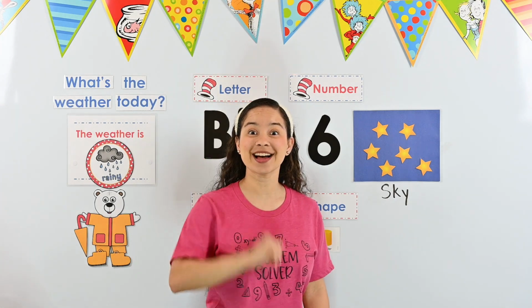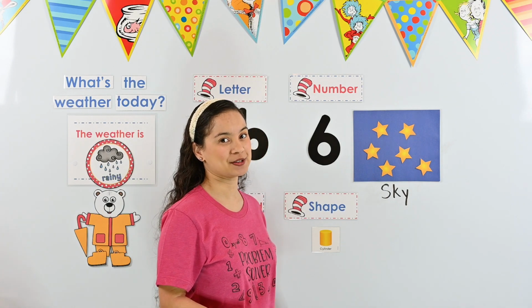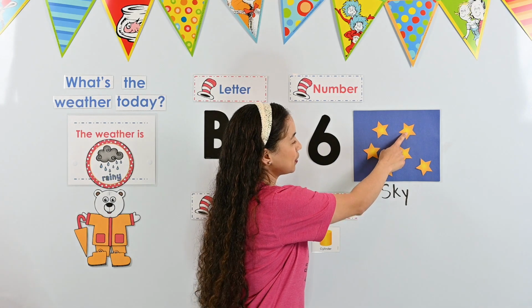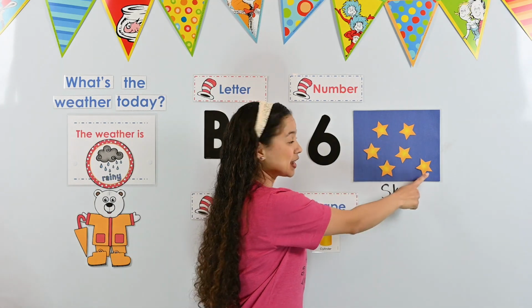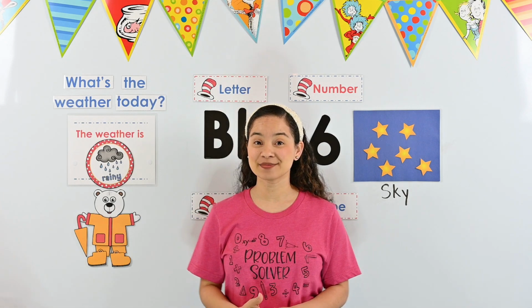That means we need to stop counting. Let's count the stars one more time, just to be sure there are 6 of them. Ready? 1, 2, 3, 4, 5, 6. Hey, there are 6 stars because the last number I said was 6. Great work, friends. Okay, now it's time to review more numbers.